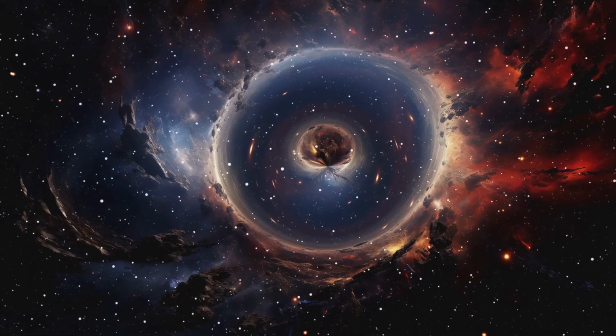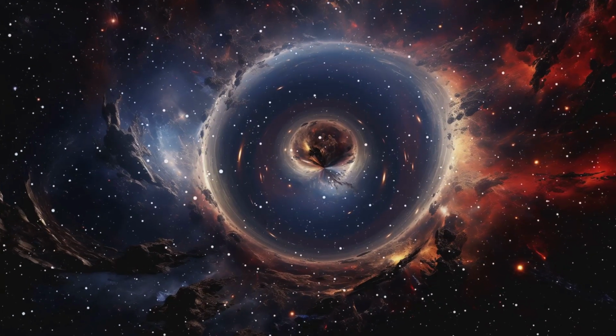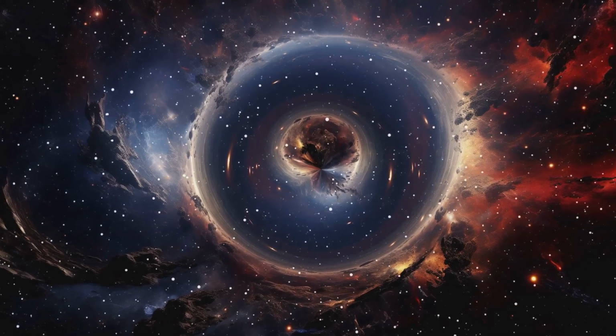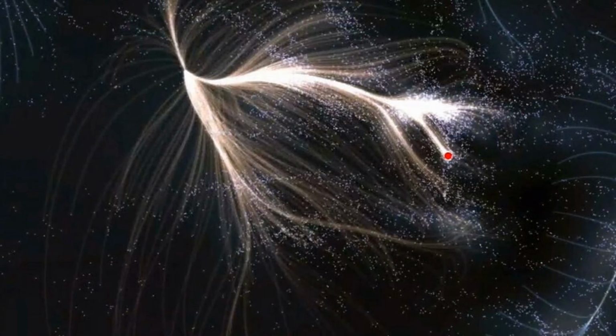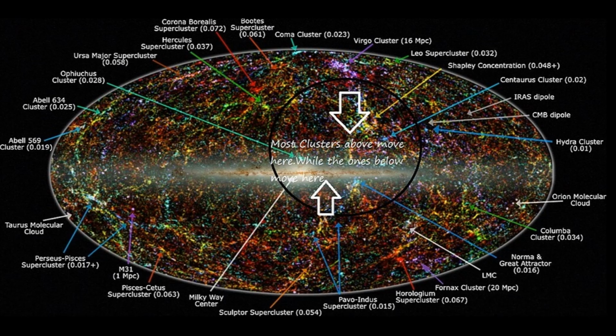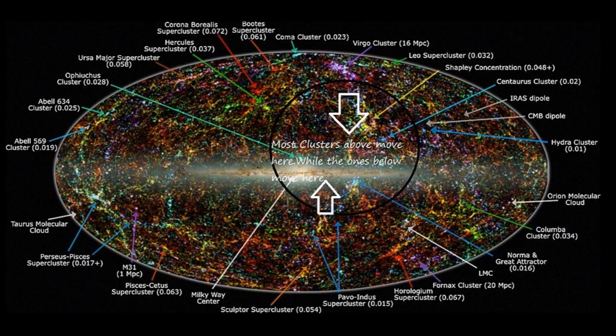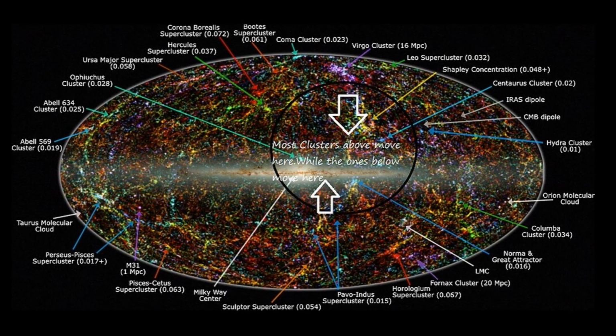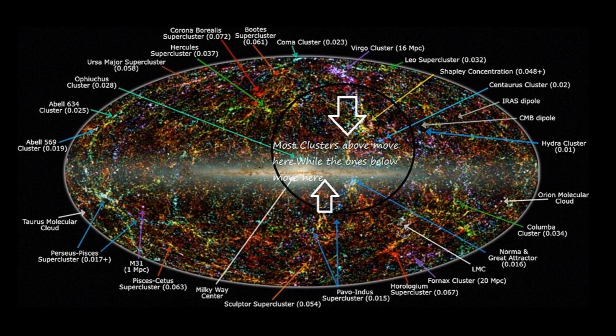This mysterious force is called the Great Attractor, and it lies about 250 million light-years away in a region of space known as the Laniakea Supercluster, a vast collection of galaxies including our own. Scientists believe that the Great Attractor is a gravitational anomaly, meaning it has so much mass that it's pulling galaxies toward it at astonishing speeds.